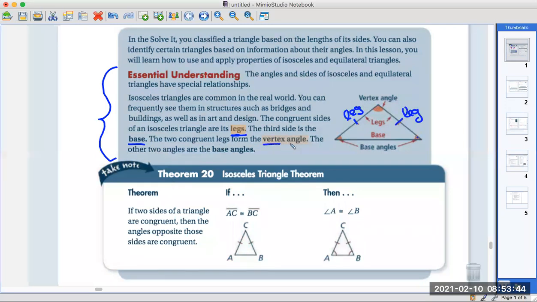So that's another word we need to know. The other two angles are called the base angles. So now we should know all the parts of an isosceles triangle. Make sure you refer back to this when you work on your assignment. And let's read this theorem. That's called the isosceles triangle theorem. And it says, if two sides of a triangle are congruent, like this, I'm going to make that bigger.